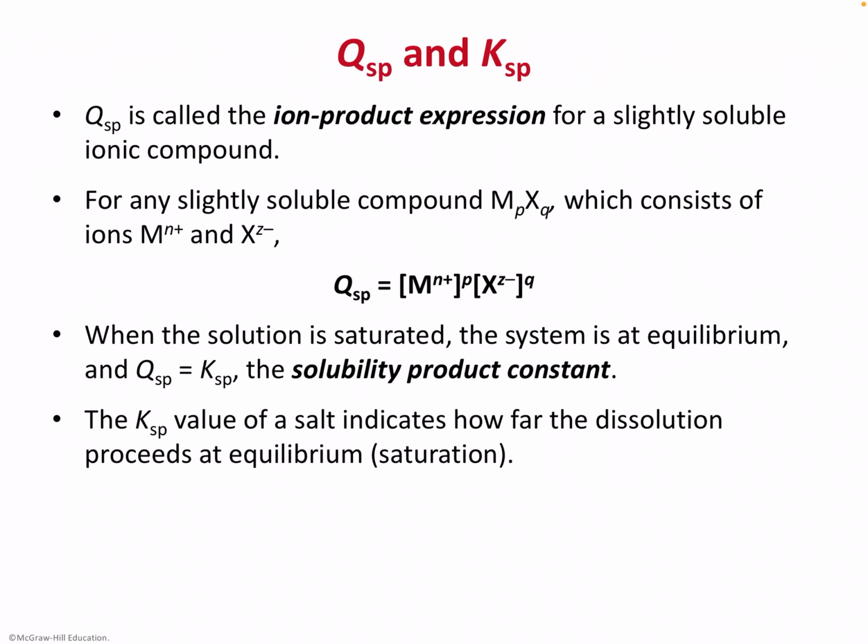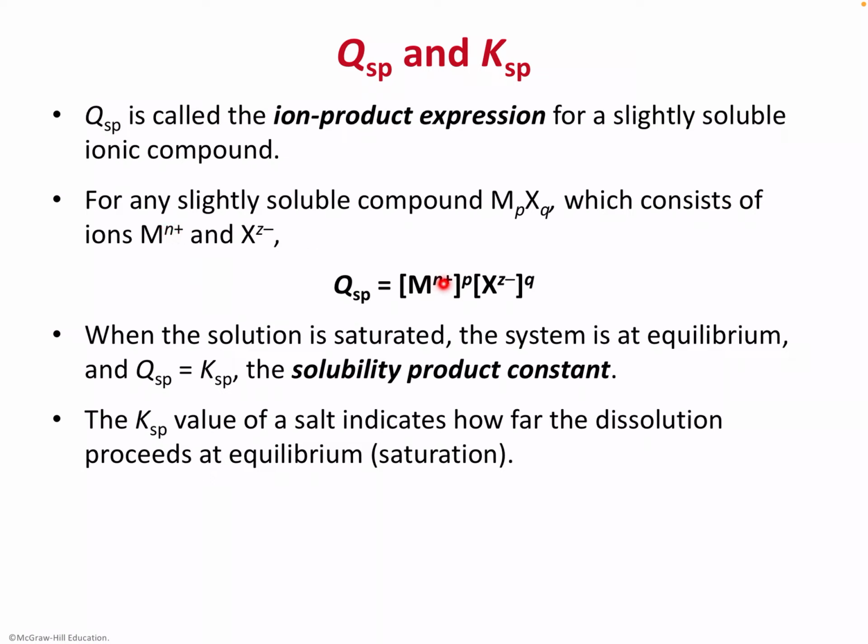So QSP and KSP. QSP is called the ion product expression for a slightly soluble ionic compound. For any slightly soluble compound, let's say MpXq, which consists of ions Mn+ and Xz-, we can write QSP. This is the charge of the M and this is the charge of the X.